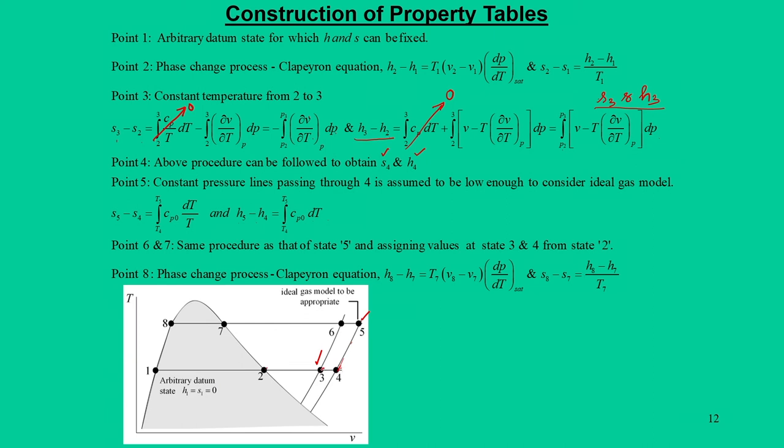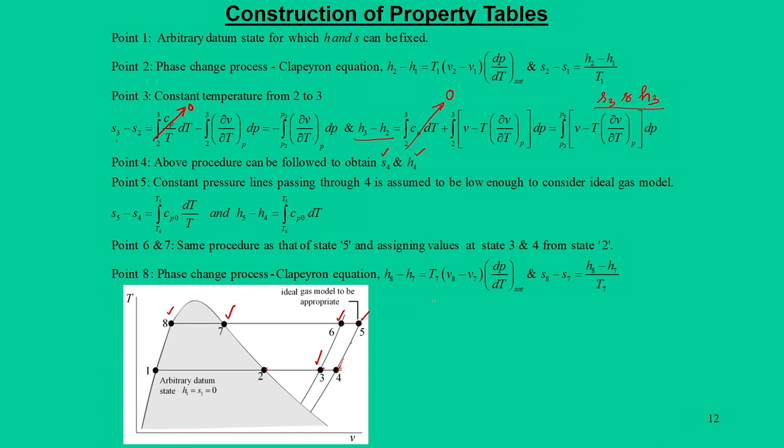That is, when you go from 3 to 4, a similar process will be followed in a reverse manner from 5 to 6. Now, when you go from 6 to 7, the similar procedure in a reverse manner needs to be followed for what we did for 2 to 3. So, with the same procedures, we can locate 0.6 and 0.7. Now, when we reach 0.7, then we have to go to 0.8. So, it is again a phase change process. We have to recall the Clapeyron equations to locate 0.8.